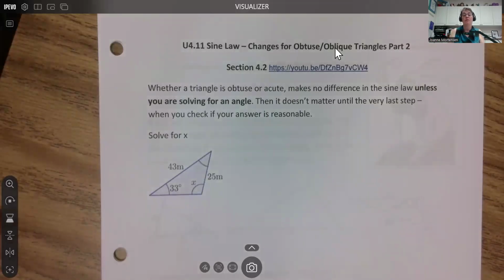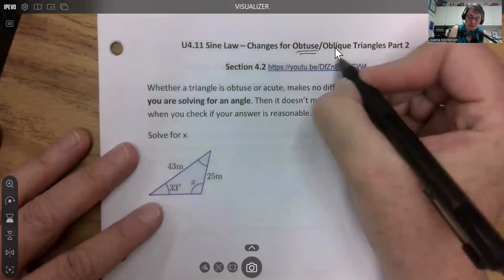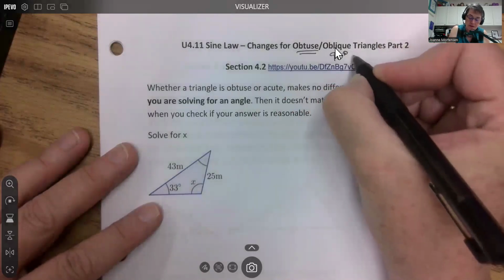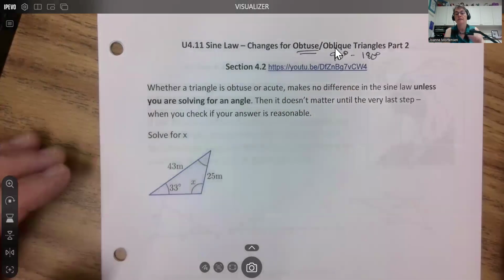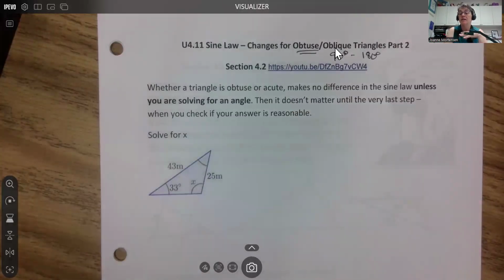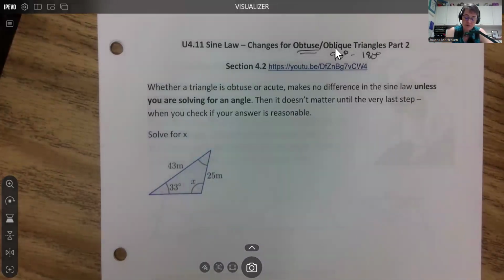We are now at U 4.11, the sine law. We are messing around with obtuse angles, so I'm going to go 90 degrees to 180 degrees. We just did some calculations in the previous video where I had the angle and it was obtuse and everything was fine. This is where we have to watch: when we're actually calculating the angle. Whether a triangle is acute or obtuse makes no difference in the sine law unless you're solving for the angle. Then it doesn't matter till the very last step where you check to see if it's reasonable. So that checking I've been doing all the way along now becomes very important.